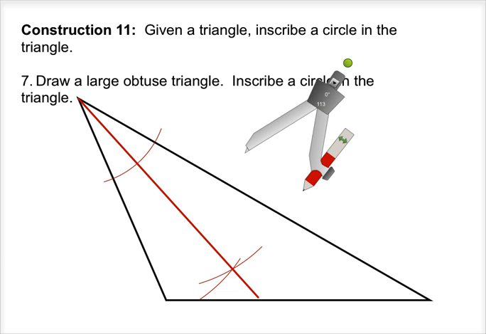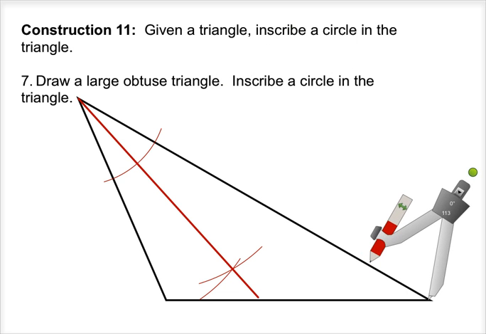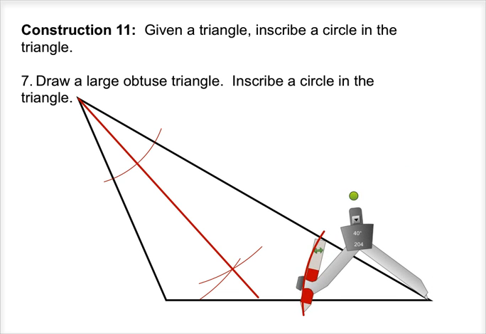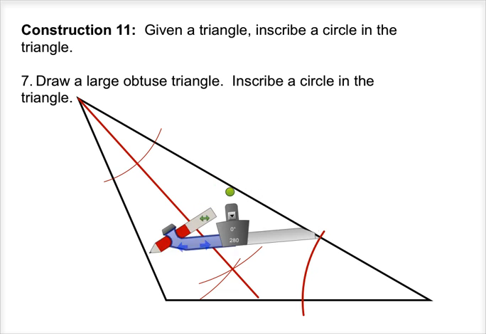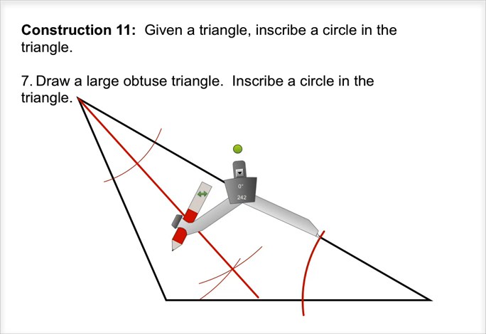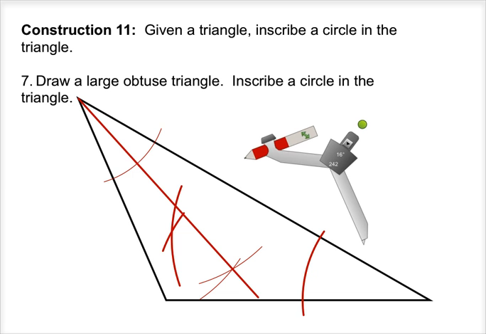Bisecting one of the other angles, because I need to know where the angle bisectors are intersecting, I come down here, open up my compass, and swing an arc. Then from each of those intersections, I swing an arc farther out, and I'm going to open up my compass fairly large. And I have a second angle bisector.